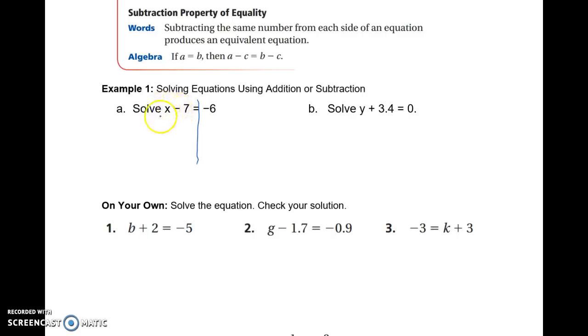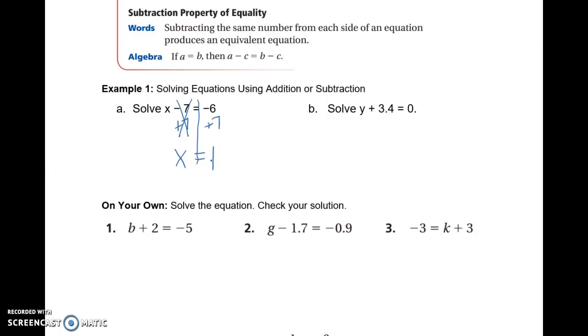We're always trying to isolate the variable, solve for the variable, which is the letter. Since it says x minus 7, the inverse operation is going to be to add 7. So you add 7 to both sides. A minus 7 and a plus 7 are opposites. They make 0. We cancel those out. We bring the x down. We bring the equal sign down. Negative 6 plus 7 is 1.